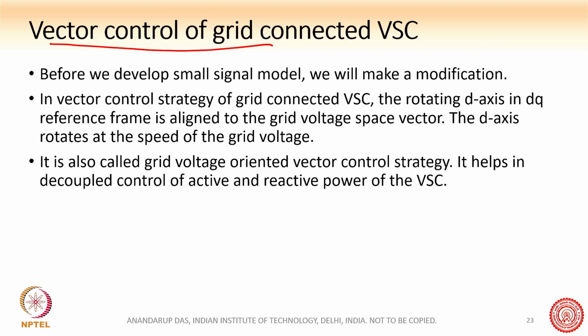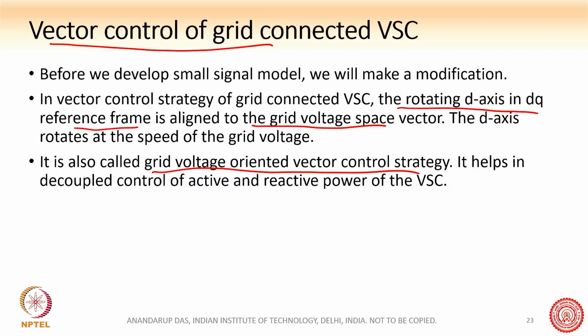Here what we do is that the rotating D axis in the DQ reference frame is aligned to the grid voltage space vector, which is called the grid voltage oriented vector control strategy. The term vector control comes from motor control, where we conventionally align the D axis, or one of the axes, with the rotor flux. Similarly, here we align it with the grid voltage.